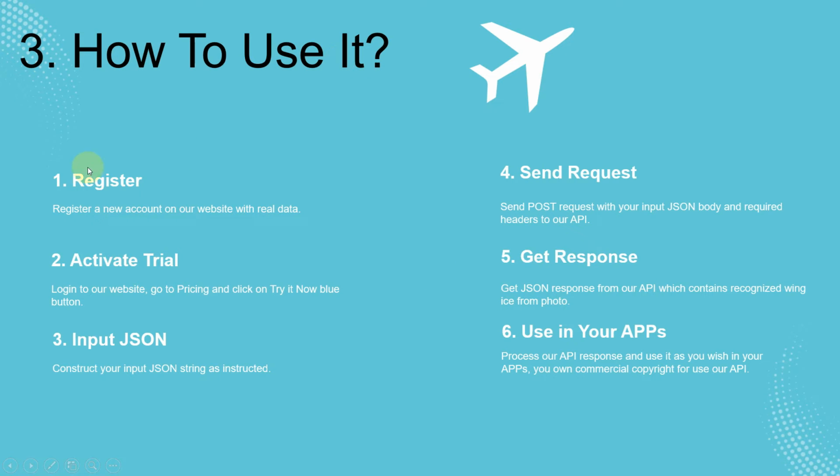How to use it? Register a new account on our website with real data. Log in to our website, go to pricing and click on the Try It Now blue button. Construct your input JSON string as instructed. Send a POST request with your input JSON body and required headers to our API. Get a JSON response from our API which contains recognized wing ice from the photo. Process our API response and use it as you wish in your apps. You own commercial copyright for use of our API.